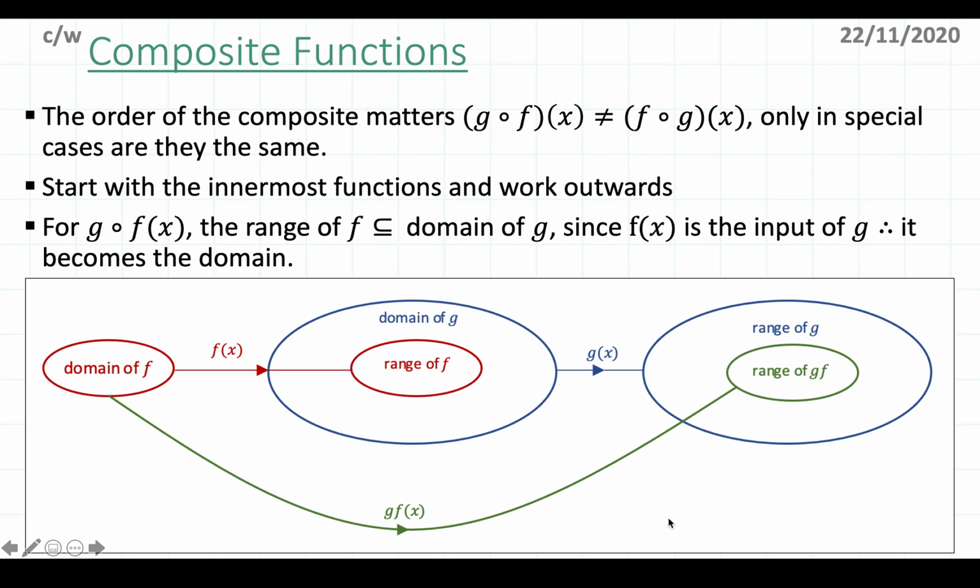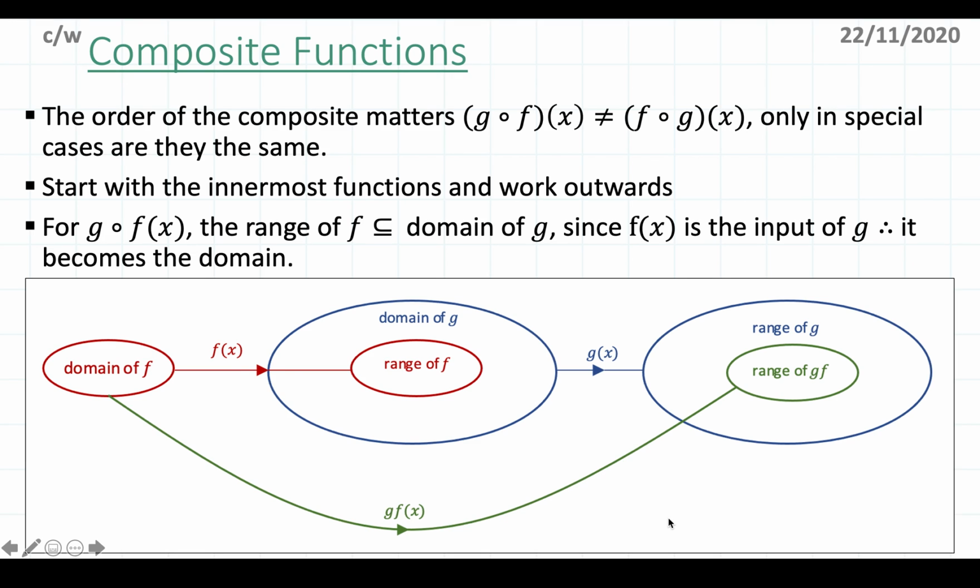After dealing with composite functions, it's good to go a bit into more depth and talk about more properties. So just to recap, the order of composite functions matters. We've talked about how g of f of x is not necessarily the same as f of g of x. They are only the same in a special case. You always start with the innermost function and then work outwards.